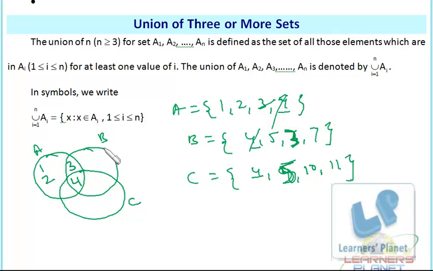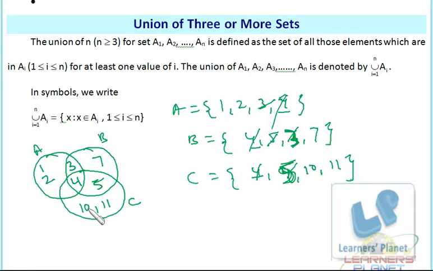In case of B and C, 4 is already gone. 5 is there in between B and C. So I will write 5 over here. So 5 is gone. 3 we have already taken. Now we are left with 7 only. In case of C, 4 we have written, 5 we have written. Now 10 and 11 are exclusive elements which are not there in any sets.